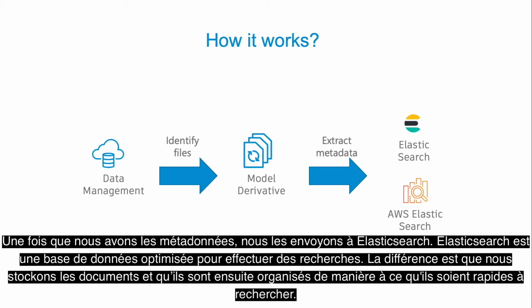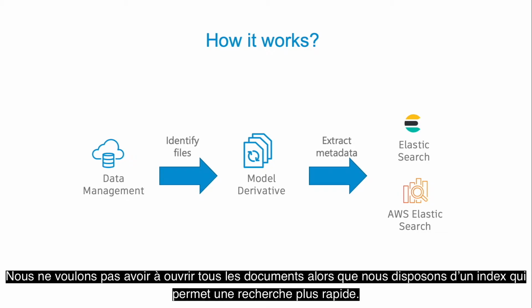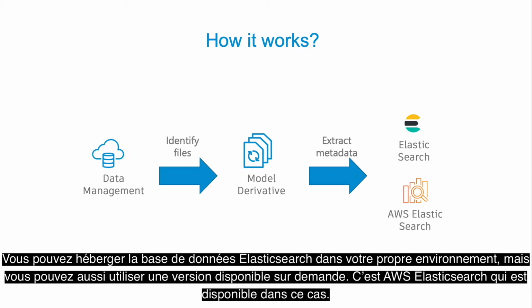Once we have the metadata, it's time to send that to Elasticsearch. Elasticsearch is a database optimized for search. The difference is that we store documents, and those documents will be prepared in a way that is fast to search, right? We don't want to open all the documents we have when I have an index that we can search faster. Elasticsearch is a database that you can host in your own environment, but you can also use a version that is available on demand. In this case, that is the AWS Elasticsearch that is available for that scenario.